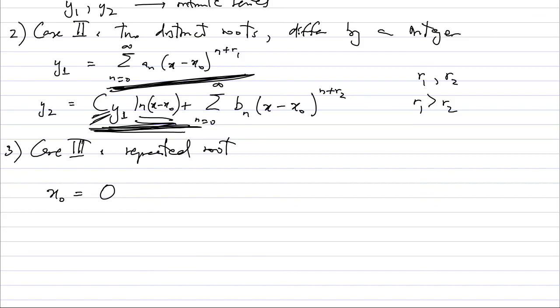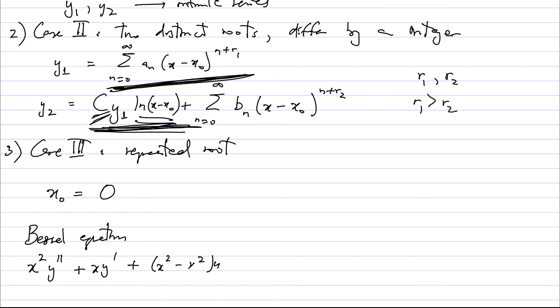So finally, just to wrap it up, let's do one final example. You have the so-called famous Bessel equation. Bessel's equation is a differential equation of the following form: x squared y double prime plus x y prime plus (x squared minus nu squared) y is equal to 0.